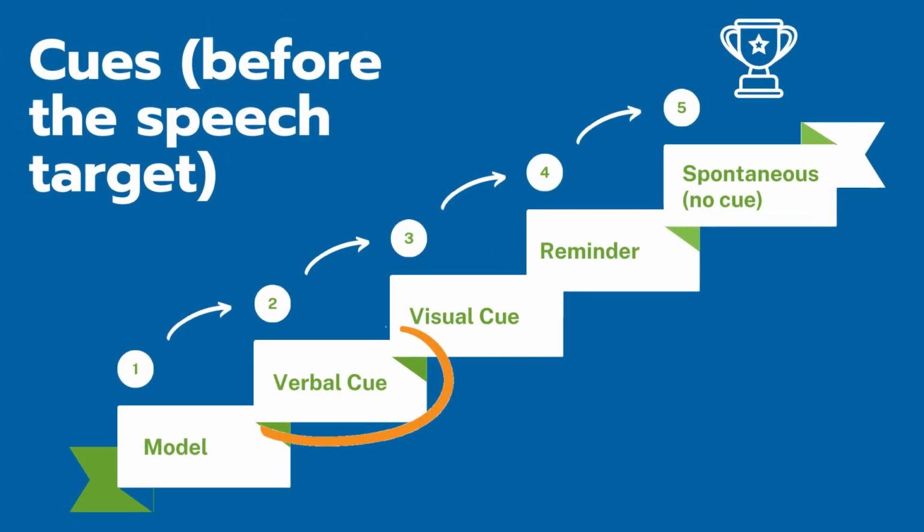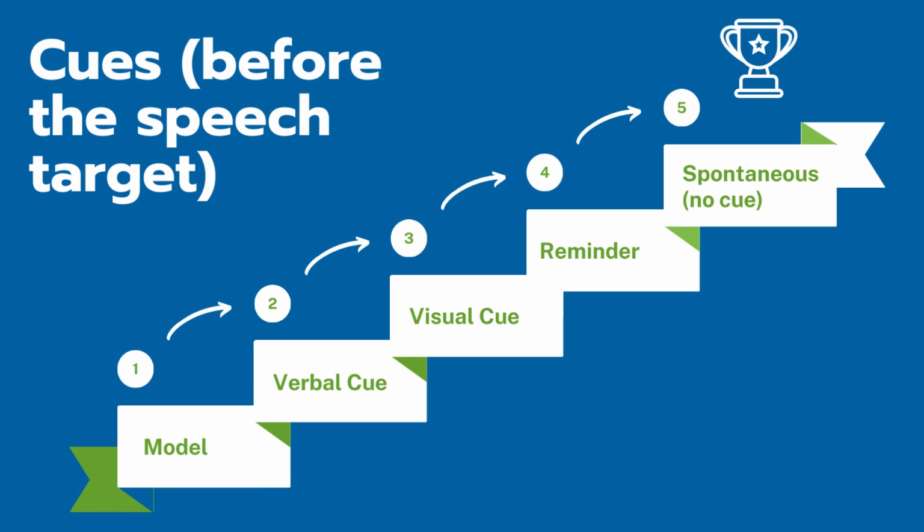A verbal cue is an instruction of where to put the articulators or parts of the mouth. For example, remember your tongue goes up behind your teeth for S. Giving a model is when you say the sound in an exaggerated way. For example, by slowing it down or stretching it out. Like this, sock.